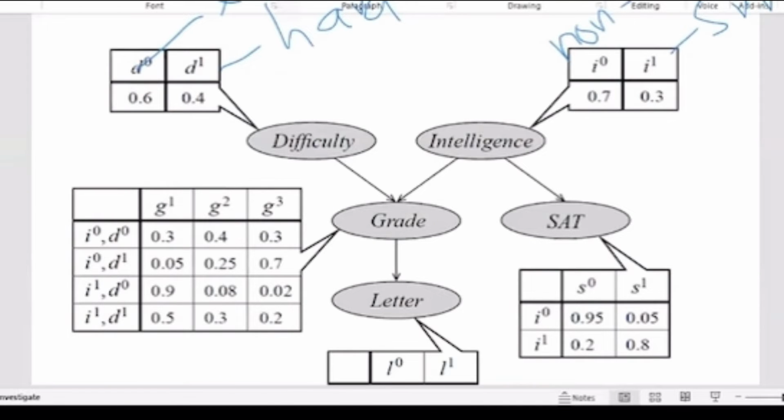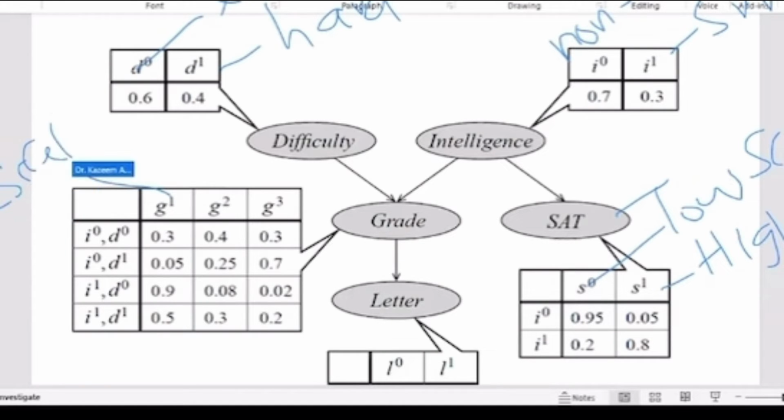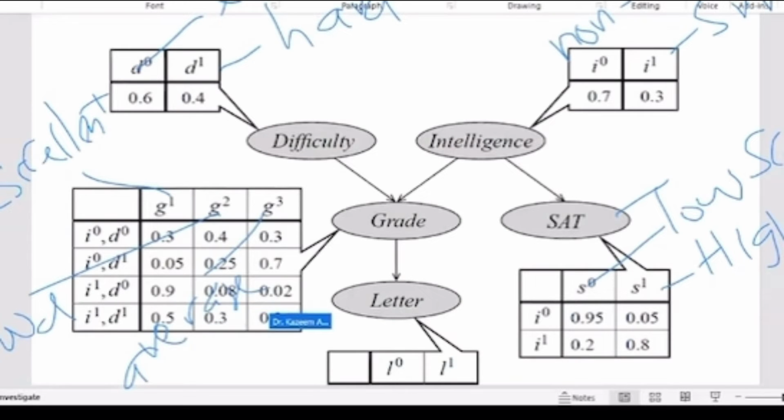So what about SAT, or what about S0 and S1? Low score, high score. Now what about grade? This one excellent, good, average. It's not that we don't have poor, but I believe somebody who has a very poor result may not request a letter of recommendation.